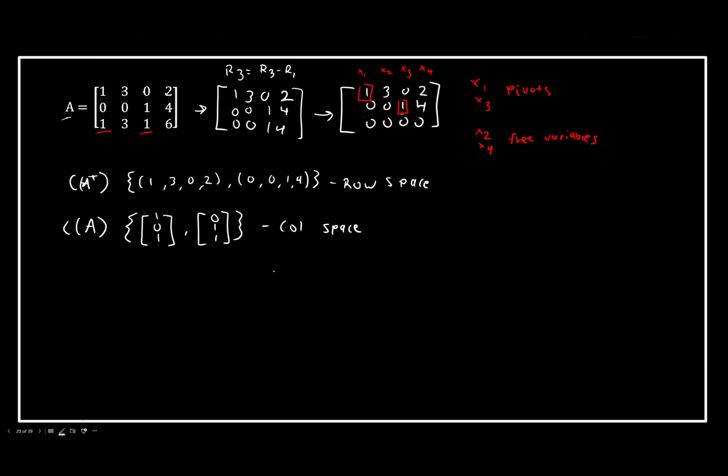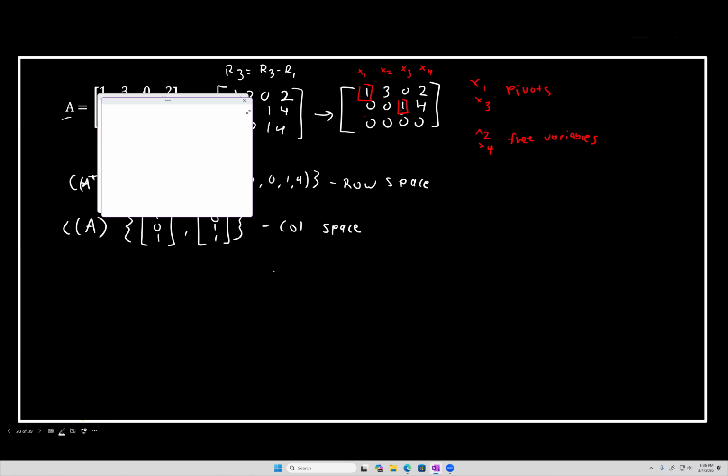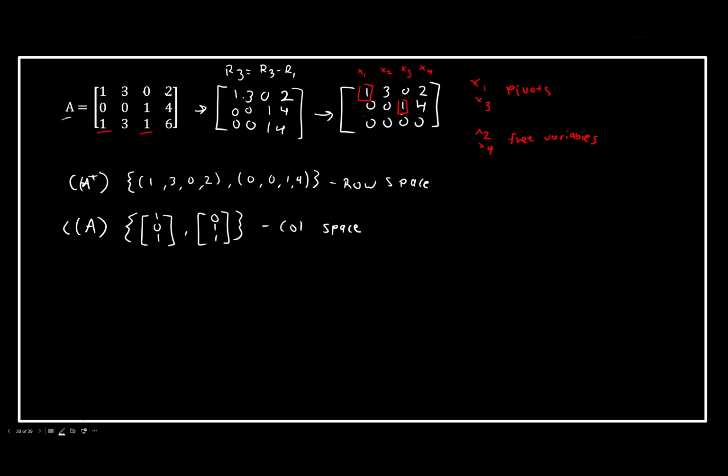So why do we take the vectors for the row space from the reduced echelon form, but the column space from the original matrix? The reason is that we're allowed to manipulate the rows in the matrix. I can say row 3 equals row 3 minus row 1, and they still stay in the same relationships. So we've identified that row 2 and row 3 are identical, right?